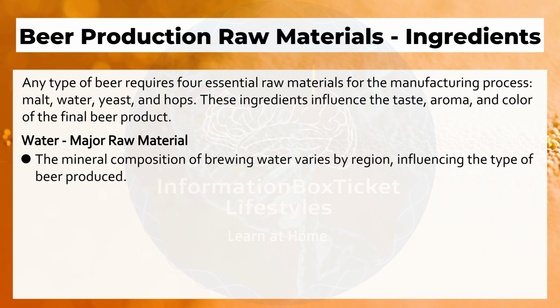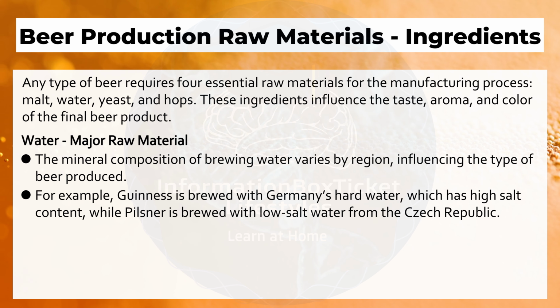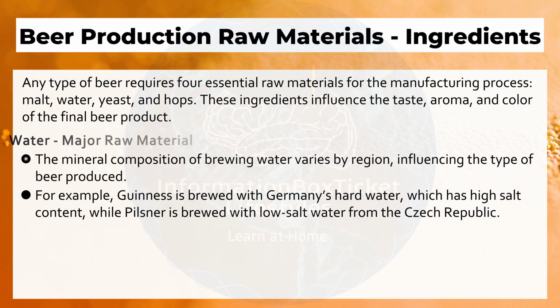The mineral composition of brewing water varies by region, influencing the type of beer produced. For example, Guinness is brewed with Germany's hard water, which has high salt content, while Pilsner is brewed with low salt water from the Czech Republic.